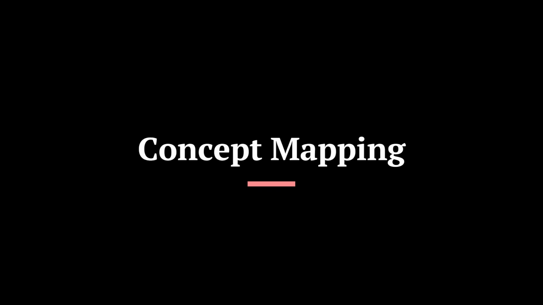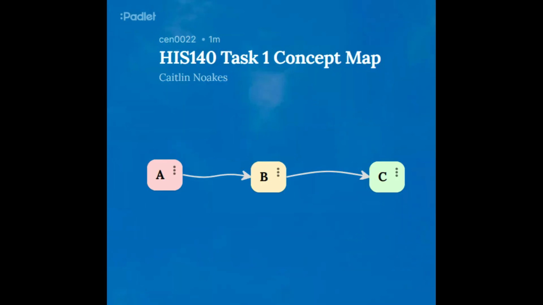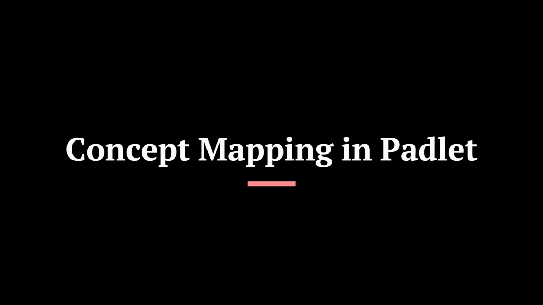And this is how HIS140's Task 1 is structured. Firstly, you're going to organise your ideas visually using a concept map. Once you've done this, writing a 300-word statement should be as easy as A, B, C. So in this video, we're going to discuss concept mapping and using Padlet for HIS140's Task 1.